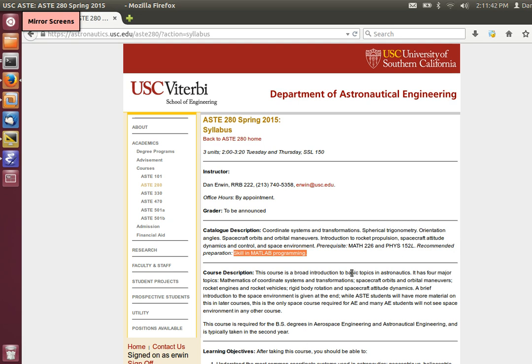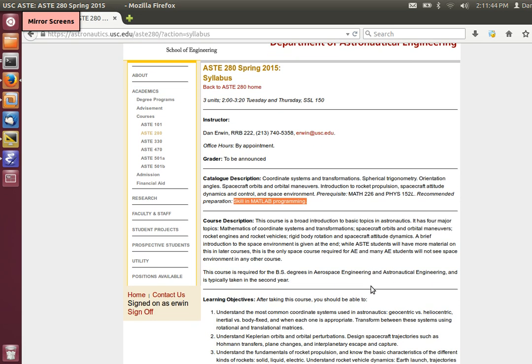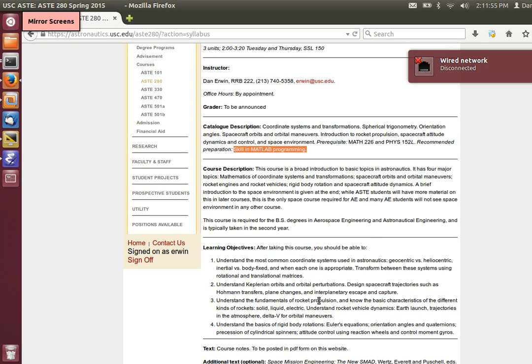Normally this is taken at the end of the sophomore year for both Astros and Aeros. It's a required course. A few of you guys are probably not from those majors and are taking it as an elective. Here's basically what you're supposed to learn. There's a bunch of topics.